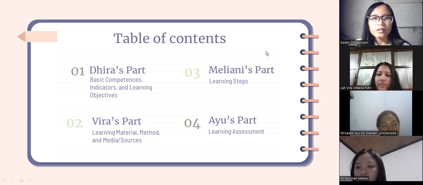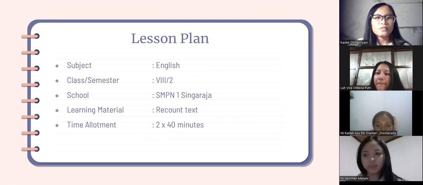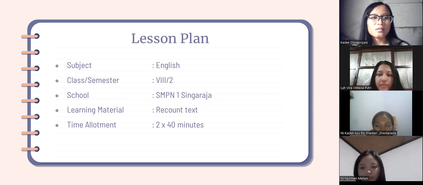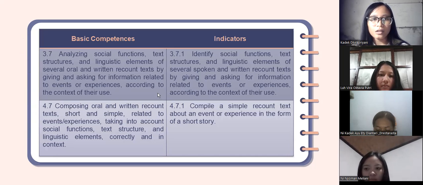Next, without further ado, I continue to explain the first content. In this lesson plan, the subject is English. The class is for 8th grade students in the second semester, and we choose junior high school number 1 Singaraja. The learning material is recount text, and the time allotment is about 2 times 40 minutes. Next, I will explain the basic competencies and the indicators.